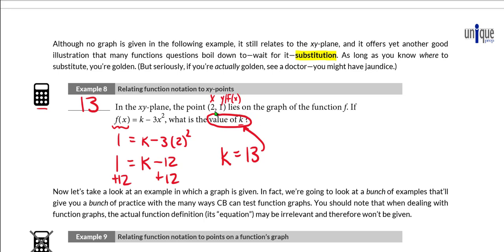Again, very important to remember that when you are given a point on the xy coordinate plane, you have an x value, you have a y value.